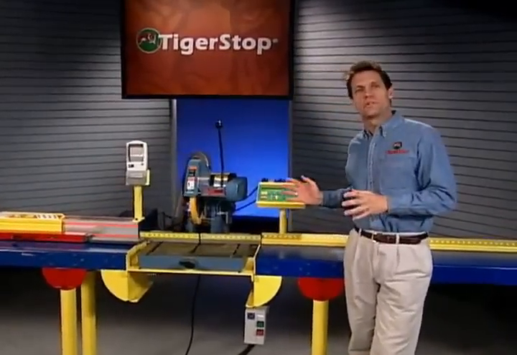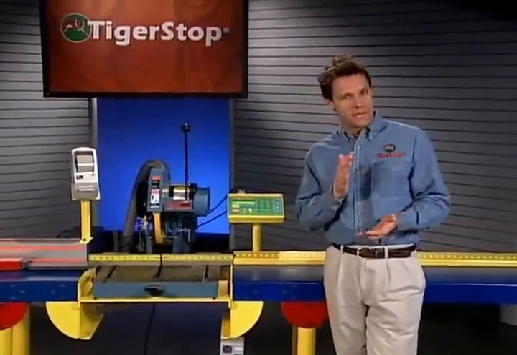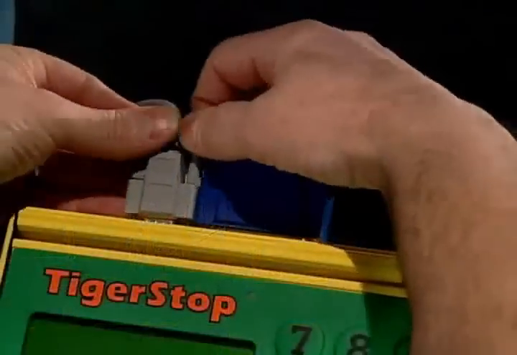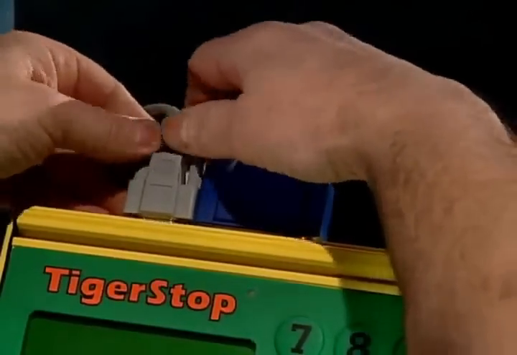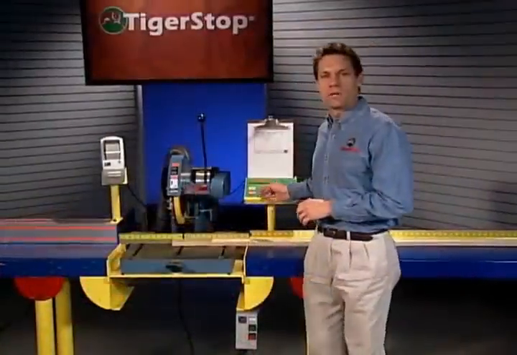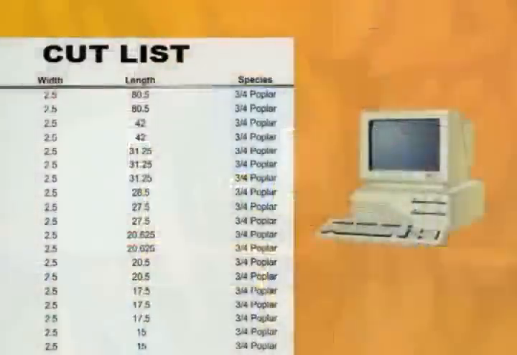Tigerstop's advanced features make it even more powerful. These features make your work more efficient, cut even more labor costs, and further reduce waste. We're going to cut that same order again, however this time we're linking to an office computer. We'll also use Tigerstop's optimizing software and an automatic labeler that prints information for the parts we cut.